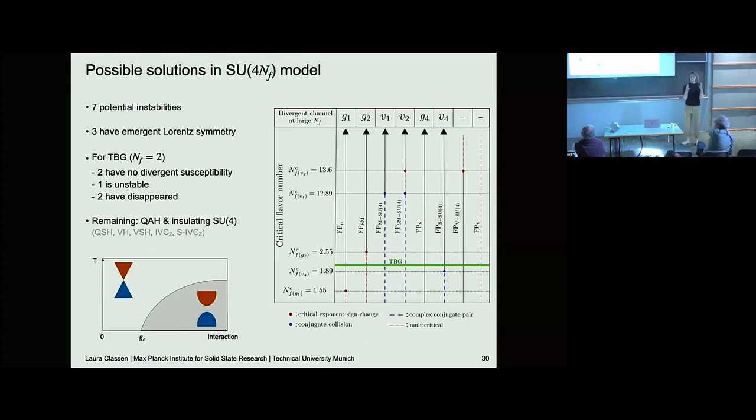solutions. One is this quantum anomalous Hall state that I just mentioned, and the other is the SU4 manifold of states that introduce a gap in the Dirac spectrum. So this indeed might give us a chance to observe this quantum critical point.